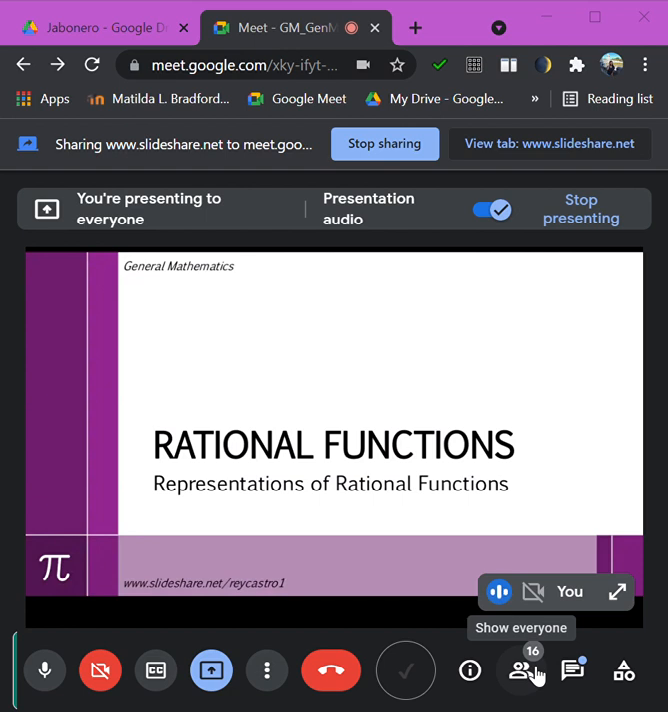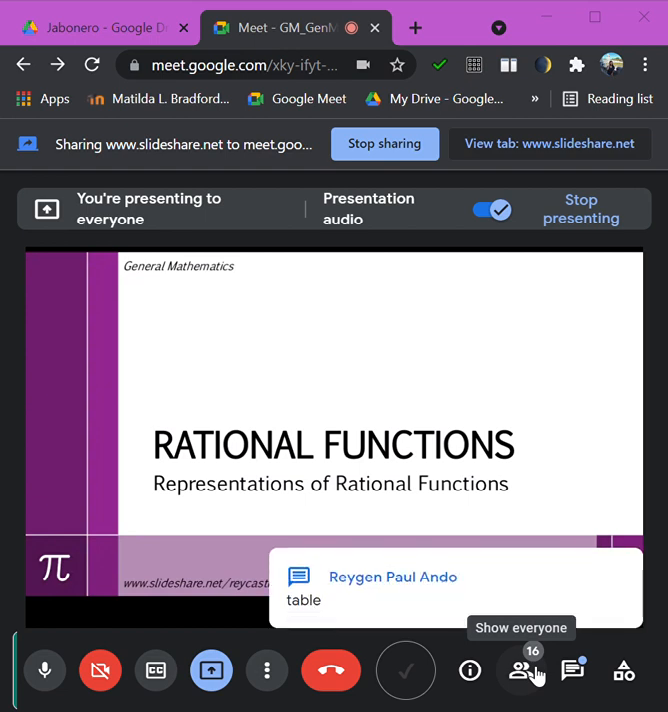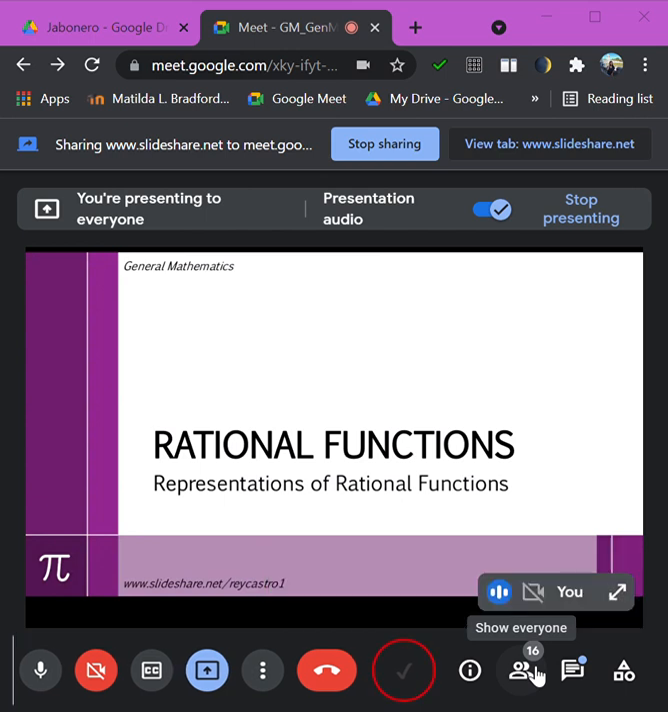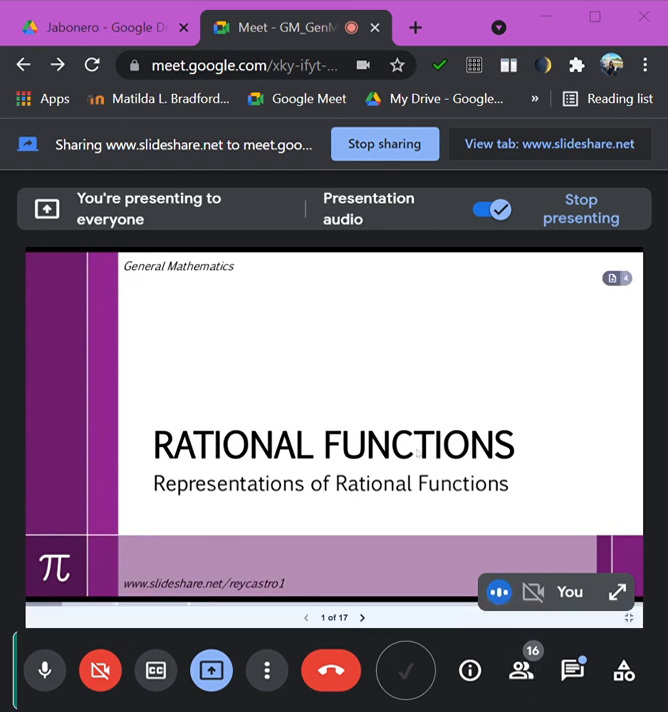Sige, unsa pa man aside from graph? Okay, we have from Ando again, that is a table. Very good. So we can use as well our table. Okay, good job.